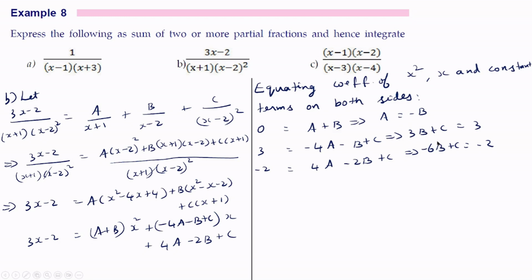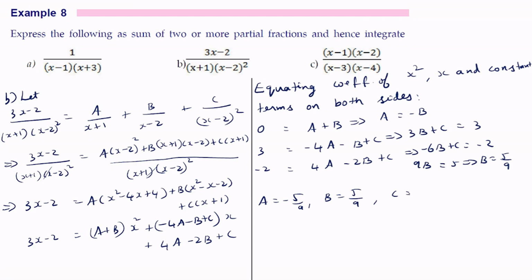So here 3b minus of minus 6b will be 9b. Here c minus c will be 0. This is equal to 3 plus 2, 5. So b is 5 by 9. We have a as minus b. So a is minus 5 by 9. A equal to minus 5 by 9. B equal to 5 by 9.